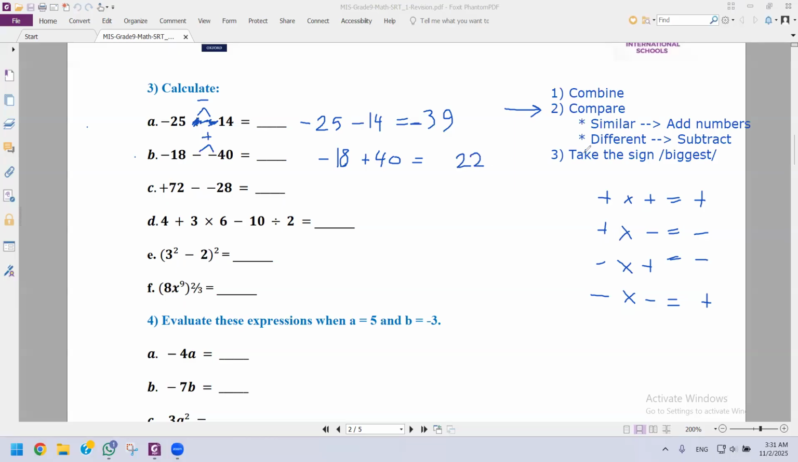Step number 3, take the sign of the largest one. 40 is bigger than 18, so it has to be positive. You can write the sign, but it's better if you don't write it. Because when I don't write, it means it's positive.